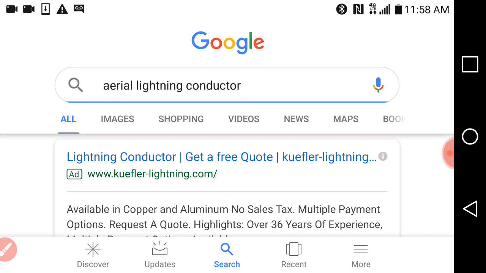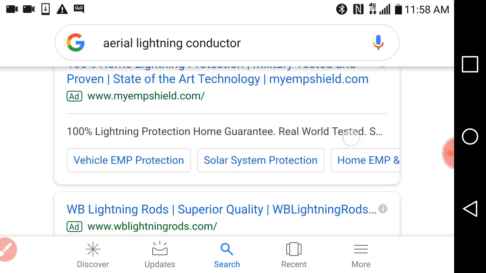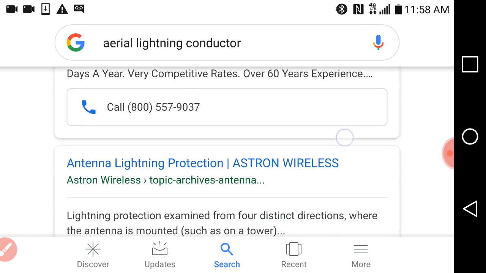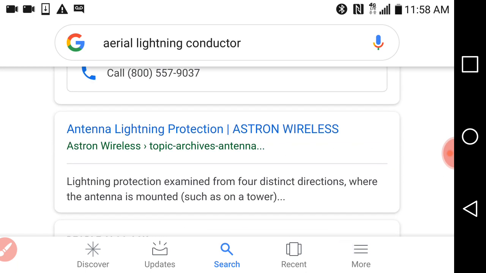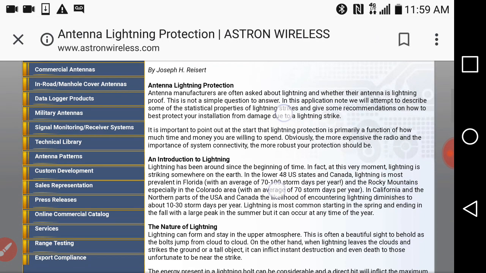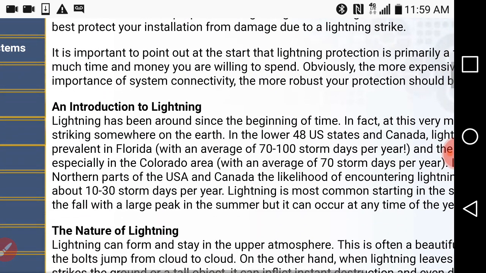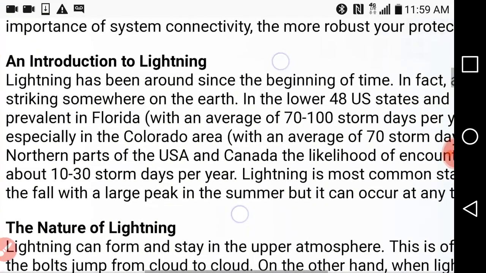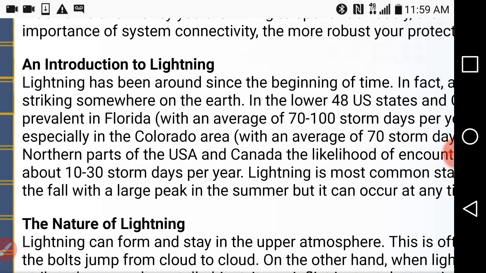Conductor. Lightning conductor. They're all rods, guys. Look at this. Aerial lightning protection. Astron Wireless. Let's check this out. Oh, here you go. Oh, they're going to give us a little introduction to lightning. How nice of these mainstream losers.